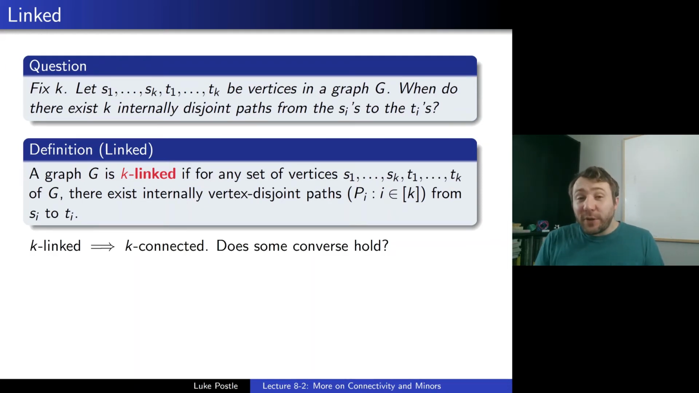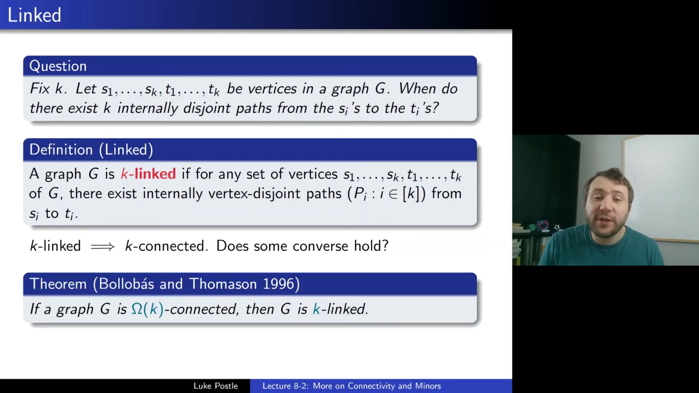So note though that k-linked implies that you're k-connected, right? By Menger's, or the definition of k-connected, if I have these sets of s's and t's, I can get the paths, but I don't necessarily get them in the right order, s_1 to t_1, etc. K-linked is that, but plus the order condition. So you might ask, does some converse hold? Naturally, k-connectivity is a requirement for k-linked, and does some converse hold? And the answer is yes. So what level of connectivity implies linked?